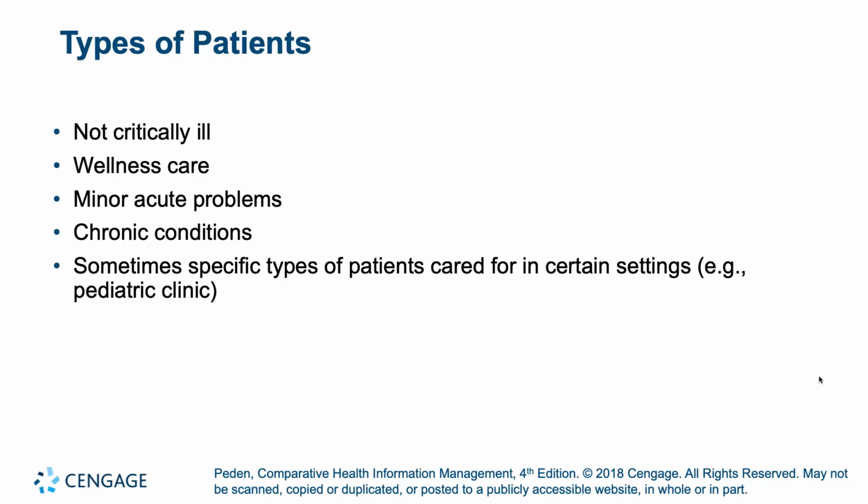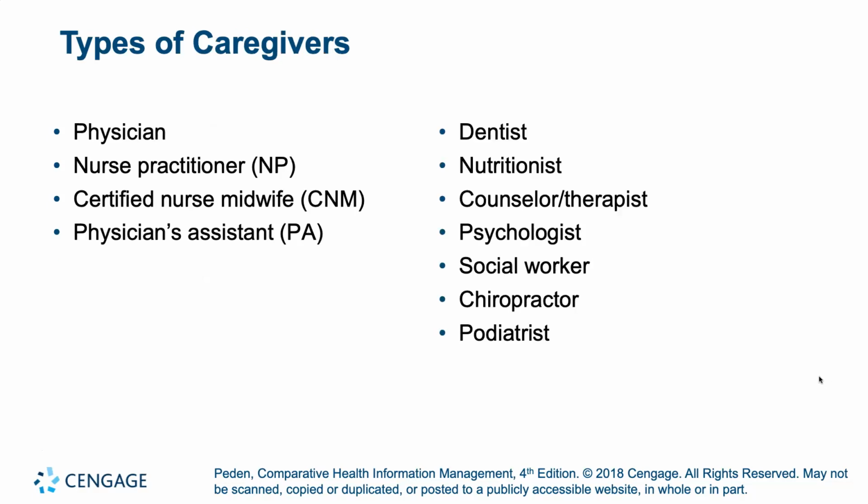Types of patients: not critically ill, may be seeking wellness care, often have minor acute problems or chronic conditions, and sometimes they focus on a specific type or group of patient in a specific setting. Might be a pediatric clinic. Or maybe it could be a freestanding ambulatory surgery center where they perform hernia repair procedures and things like that that can be done on an outpatient basis outside of the hospital.